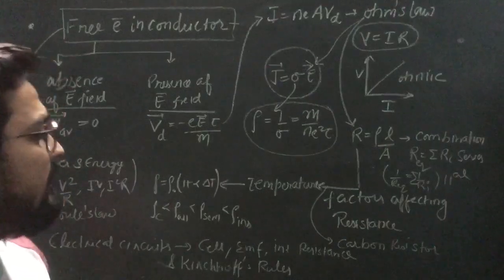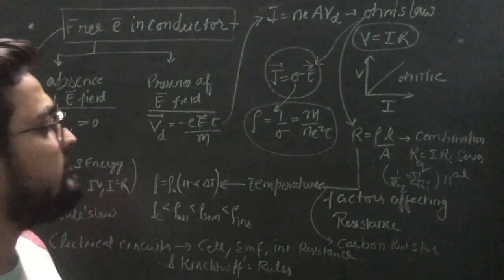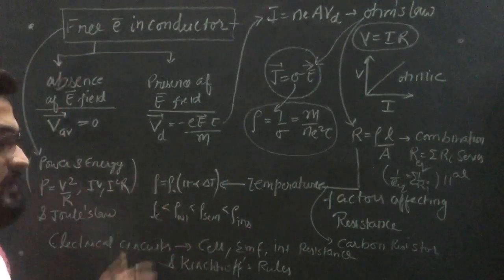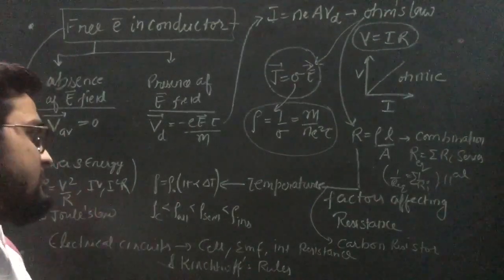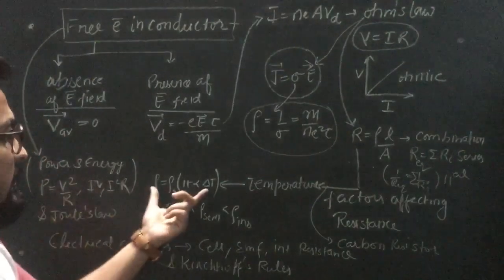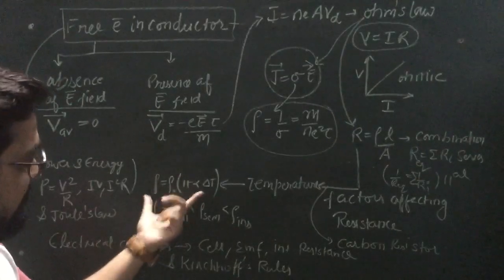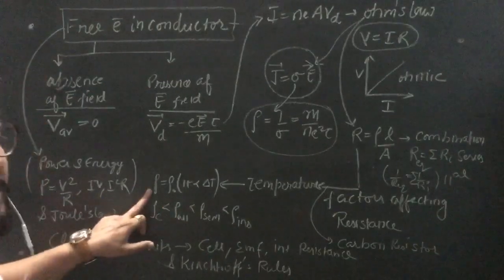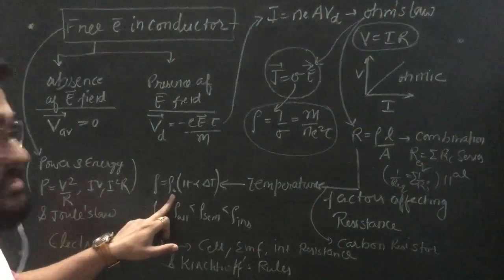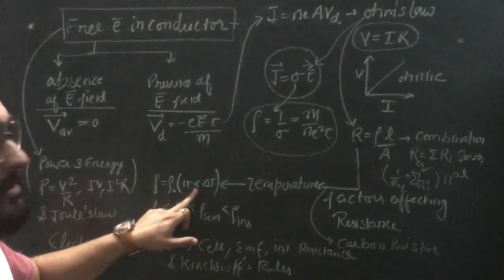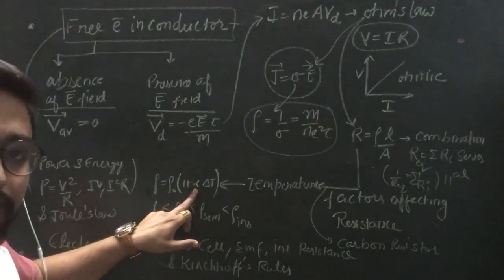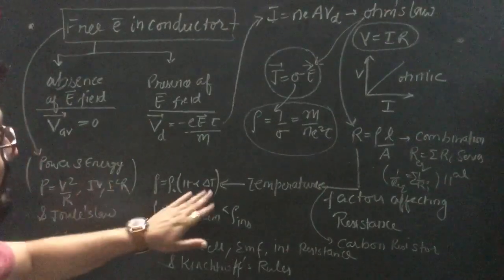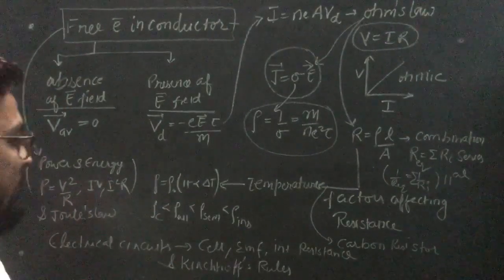Okay, then we have seen what are the factors on which this resistivity depends. So resistivity mainly depends on temperature, and if we increase the temperature, then resistivity of conductors increases, and this resistivity can be related with temperature as given by this relation. Rho is equal to rho naught into 1 plus alpha delta T, where rho is the resistivity at some temperature T, rho naught is the resistivity at some given temperature, alpha is the temperature coefficient of resistivity, and delta T is the difference in temperature, that is T2 minus T1.